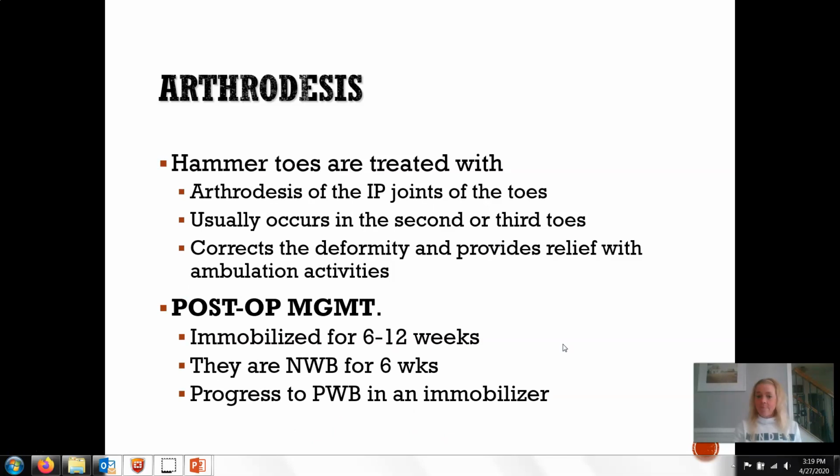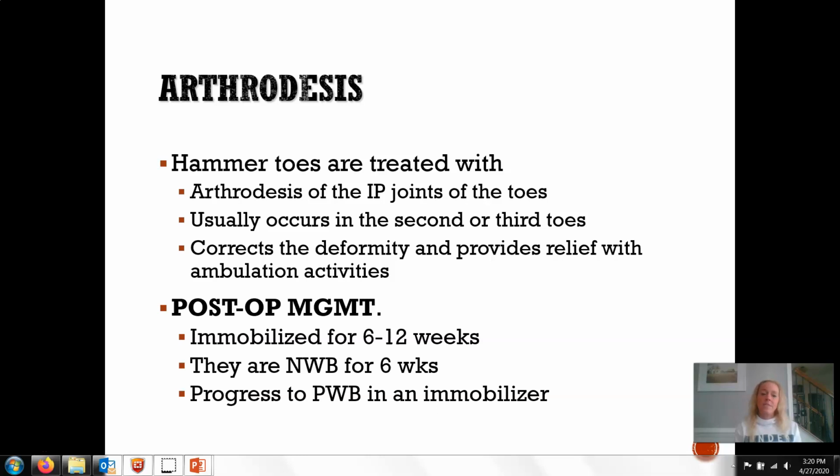So as I mentioned, hammer toes and claw toes can also be fixed with an arthrodesis. They will fuse the interphalangeal joints of the toes. It usually happens with the second or the third toe, which helps to correct the deformity and will help to provide relief for ambulation. Also helps, again, with fitting of footwear so that that's more comfortable for your patient.